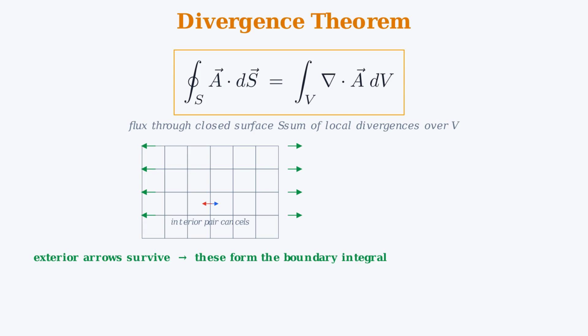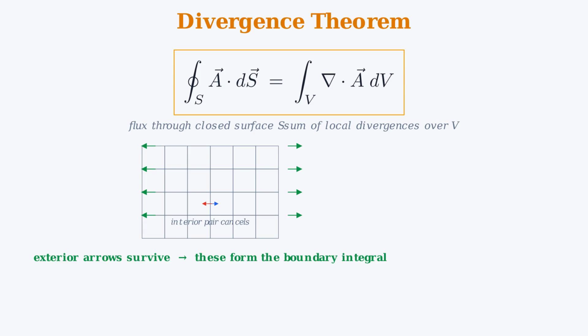Imagine cutting V into millions of tiny boxes. Each box has its own little flux outflow given by its divergence times its volume. When you add them all up, every interior face is shared between two boxes. The flux out of one is flux into its neighbor, so they cancel. The only surfaces that survive the sum are the outermost ones, which is exactly the boundary surface S. So the sum of every tiny divergence equals the total flux through the outer skin. That is the divergence theorem.